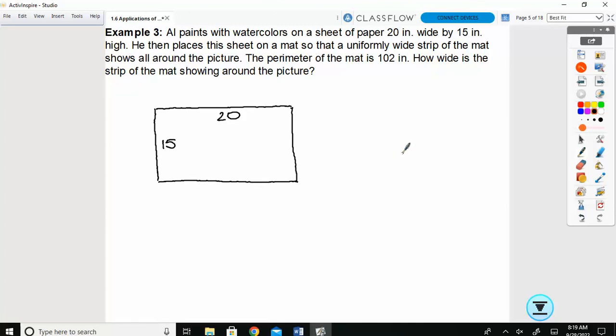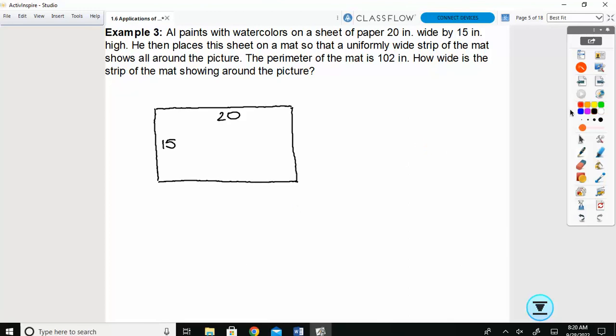Okay, he then places this sheet on a map so that a uniformly wide strip of the map shows all around the picture. What does that mean? The map showing the same on all 4 sides. You want to mat it, so your mat has to be bigger than your picture, and you're putting that piece of paper behind. So there's my picture, I'm putting a bigger one behind it, so I have a border showing.